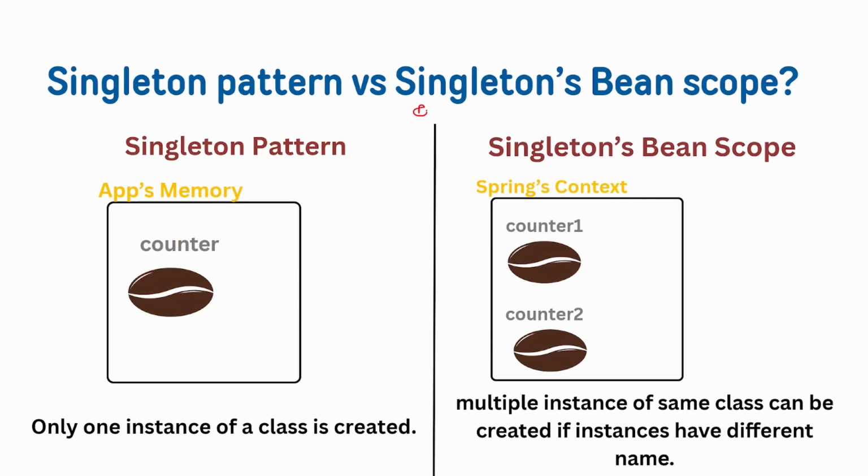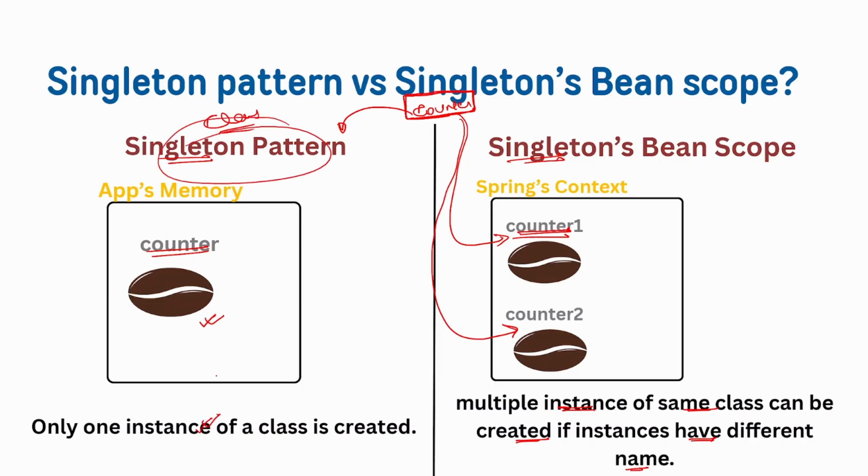Let's say we have a counter class. In the singleton class pattern, we can add only one instance of this counter class into the app's memory. But in the singleton bean scope, we can add many instances of this counter into the Spring context, but the name should be unique. So multiple instances of the same class can be created if the instances have different names. But in the singleton pattern, only one instance of the class is created.